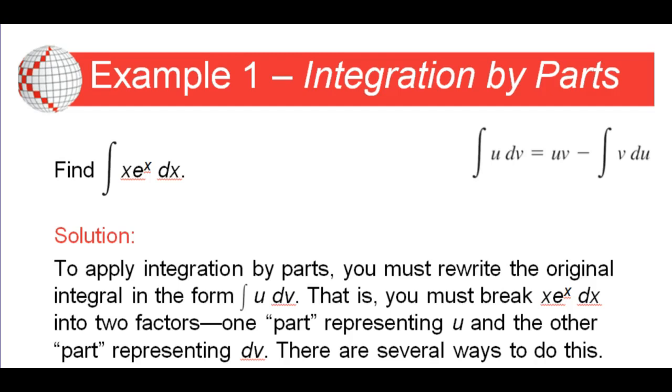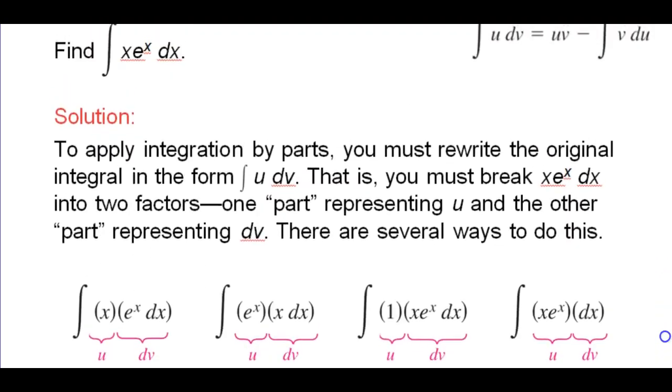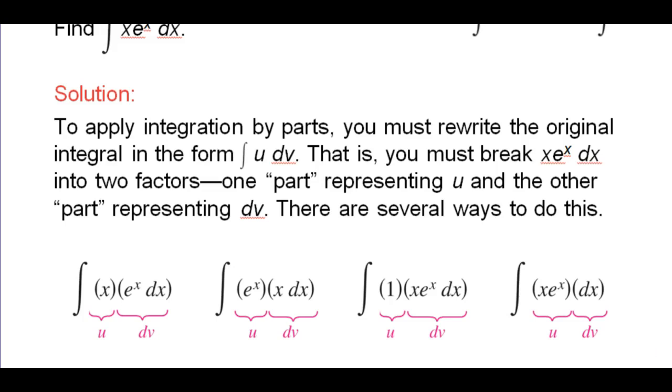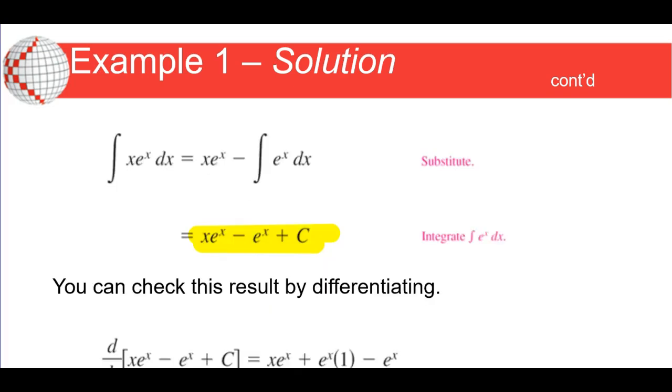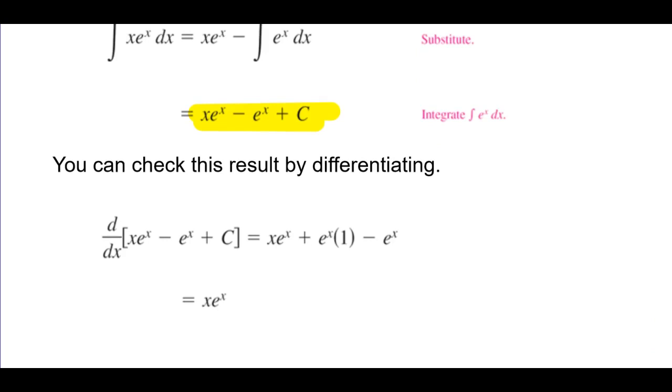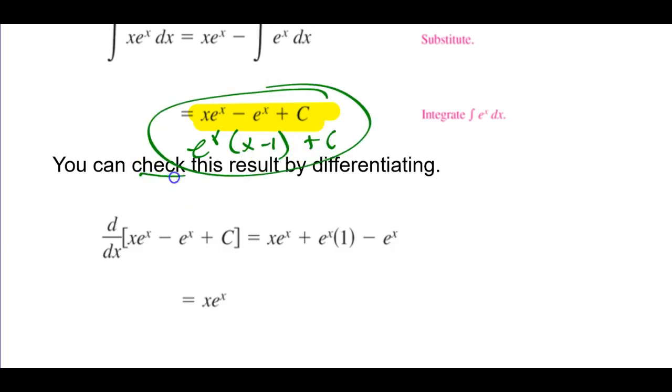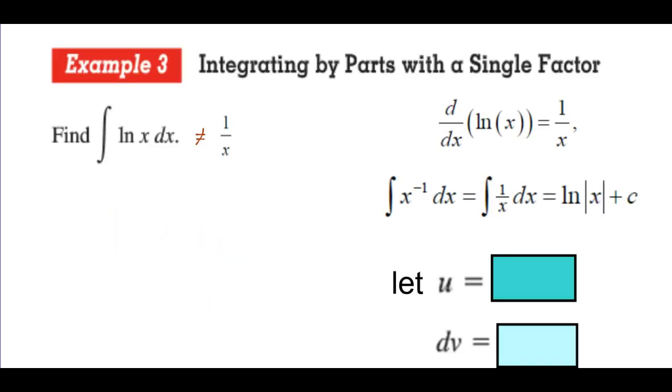Let's take a look at another example. Here's how the author decided to work it out. Again, we have all sorts of choices on what to let dv be. I think this choice is the best. Here's the author's explanation of that same problem, and lo and behold, they get the same answer. They didn't factor out an e to the x, and then they go and check it, and they say, oh, to check that, all we have to do is take the derivative of that and see if we get back to the original problem. So here we go. Here comes another example.